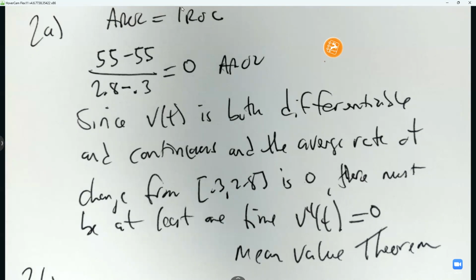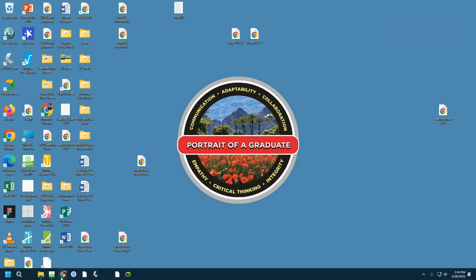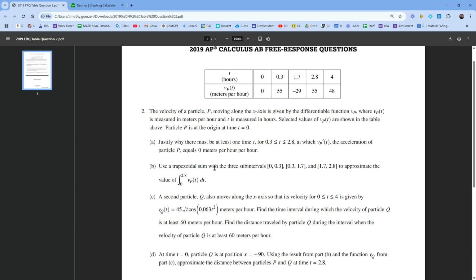All right, let's look at part B. You can press pause if you need to. In part B, again with calculus, we're looking at derivatives and looking at integration. Off a table, if you're going to integrate off a table, they're going to either ask you for a trapezoid sum or a Riemann sum. So in this case, it's a trapezoid sum. And it says use a trapezoid sum using those intervals to integrate from 0 to 2.8.